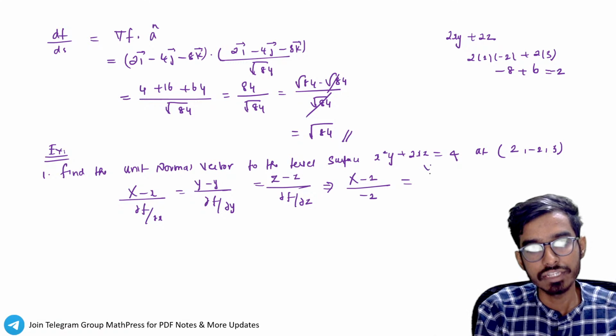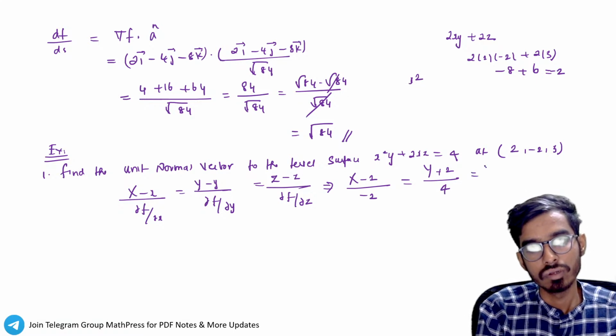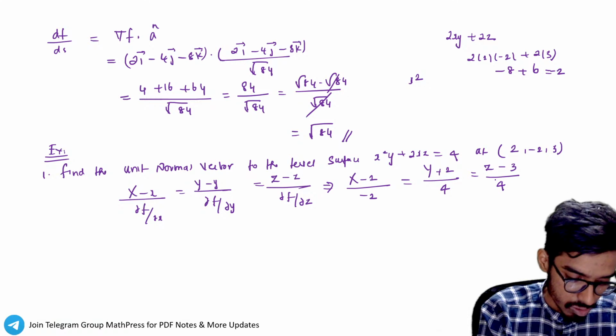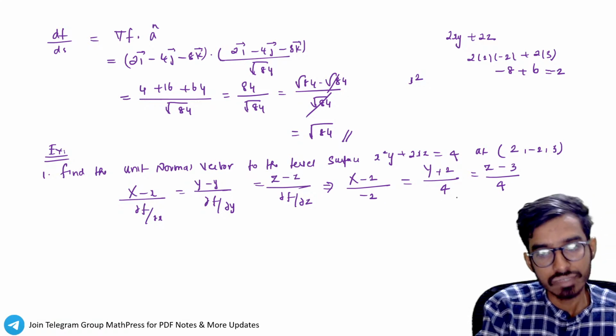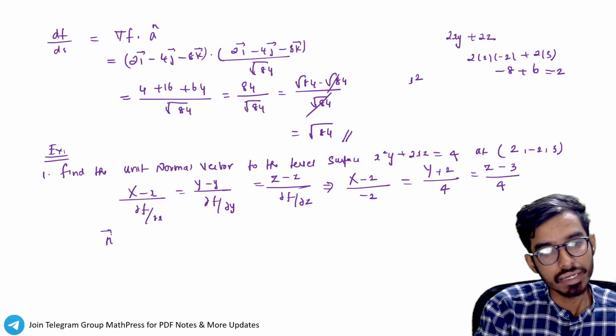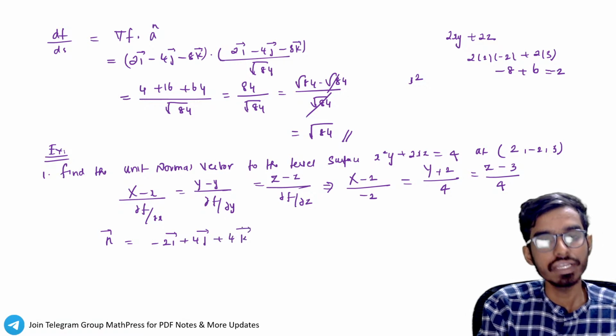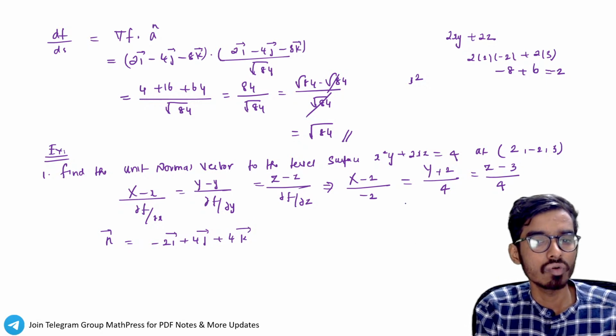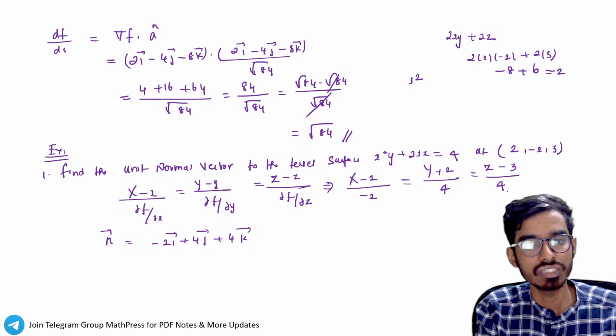Now similarly with respect to y, what about dou f by dou y? We will have x squared, and this will be 4. Z minus 3 divided by, with respect to z, this will be 2x, which will be 4 again. Now you take this as the normal vector, so let us take the n vector: minus 2i plus 4j plus 4k. If you have seen direction cosines and direction ratios on our channel, you would know that this is a normal vector, minus 2i plus 4j plus 4k.